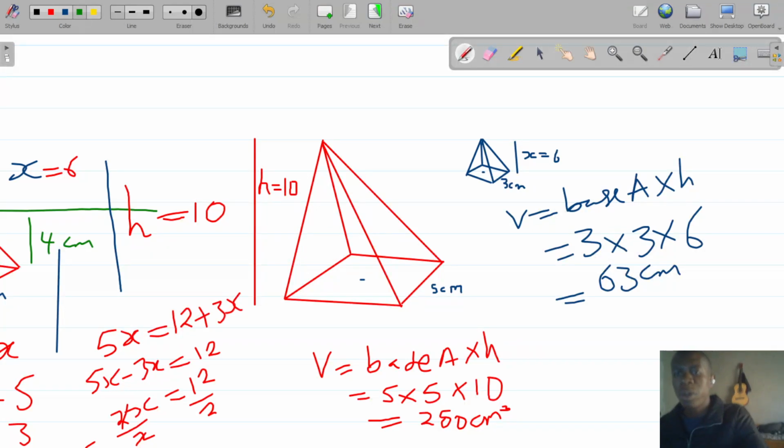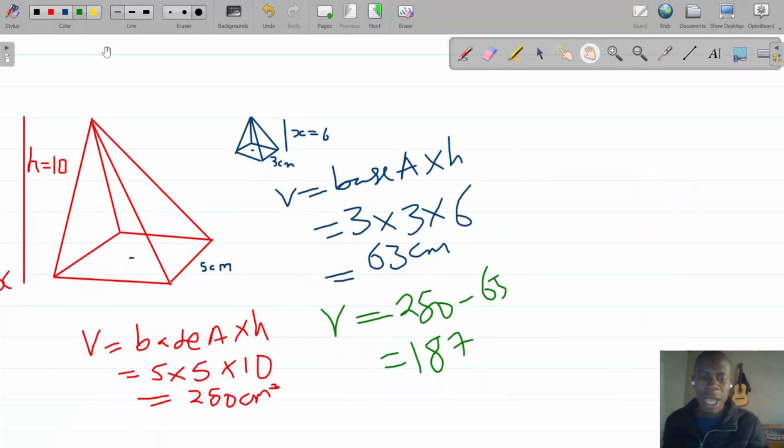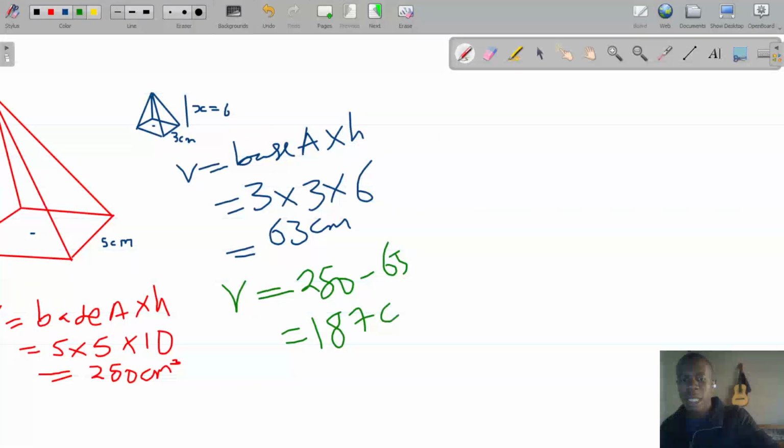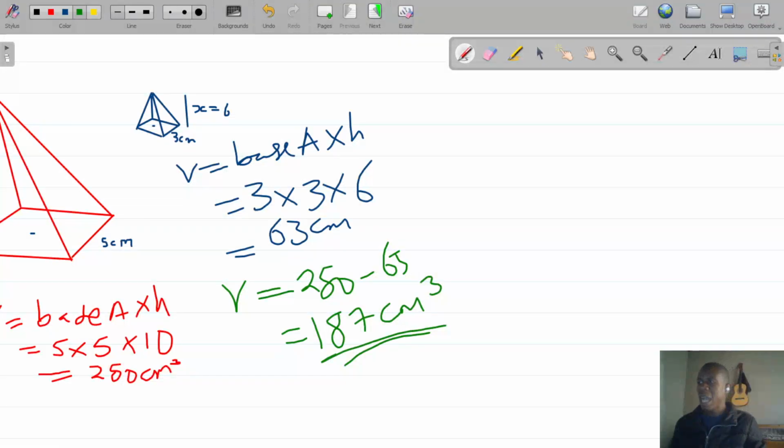So our final volume, volume of the frustum, will be equal to 250 minus 63, which will give you 250 minus 63, and that will be our final volume. So we put the units that we were counting with, that is centimeters cubed.